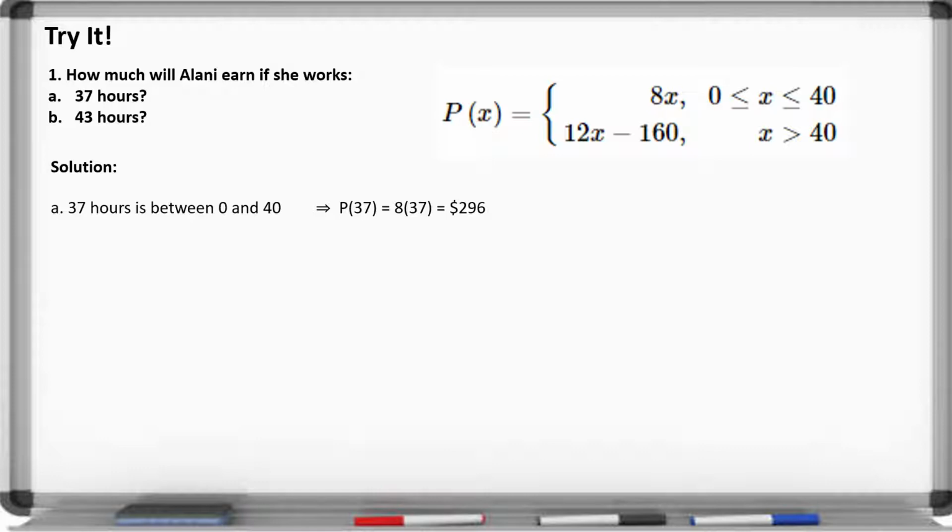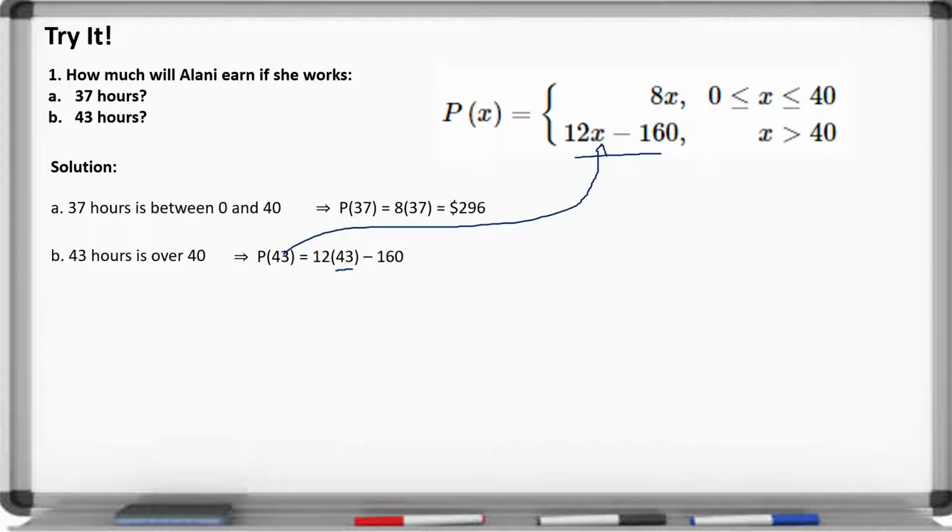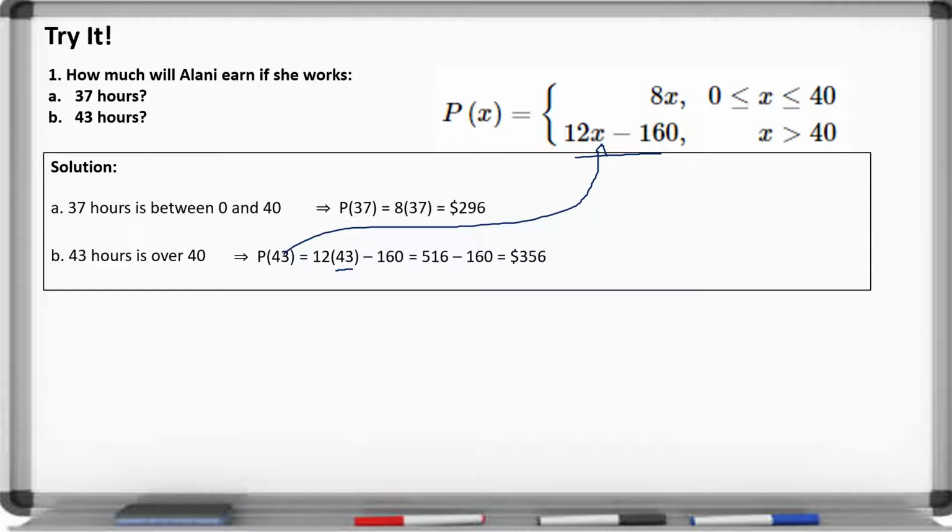Now for the second part, she's working overtime, so she's working over 40 hours. So if you plug it into the function, you're going to plug it into the second one. So x is going to be 43. So you get 12 times 43 minus 160. And then if you did the math, you're going to get 516 minus 160, which is $356. And that's our solution.